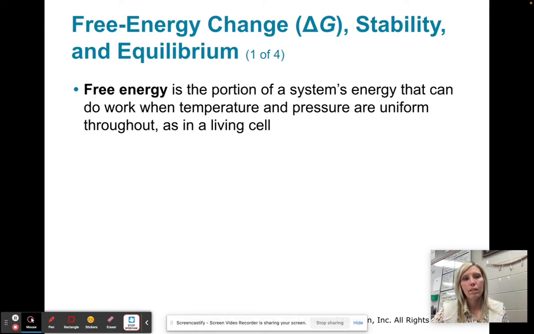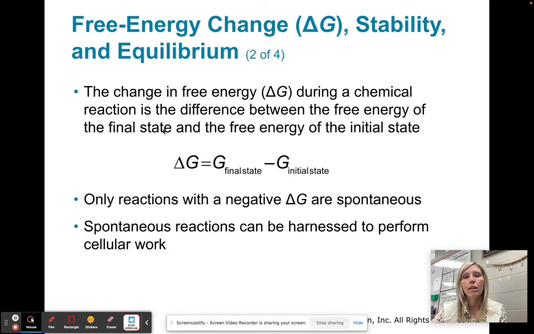It says here, free energy is a portion of a system's energy that can do work when temperature and pressure are uniform throughout, as in a living cell. So we're talking about in cells, reactions are going to occur. Those reactions are going to change the amount of energy that's available to do work. More energy might be available, less energy might be available. That's going to be our delta G. We're going to notice that delta G is either going to be positive or negative.